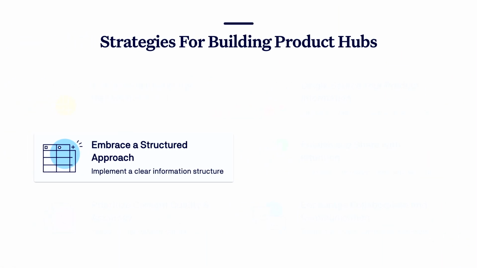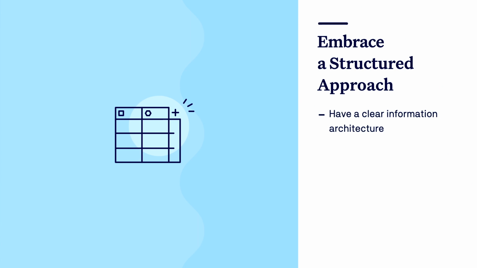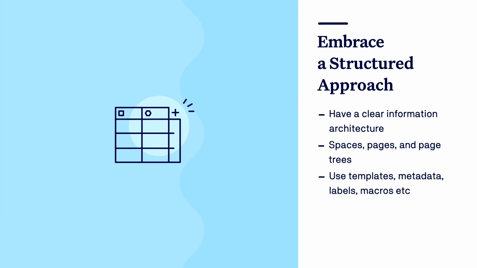All right, the second strategy for building product hubs is to embrace a structured approach, which is kind of like establishing open communication and boundaries in a relationship. So we're taking this to the next level. Now, by implementing a clear information structure, you're creating a strong foundation that fosters understanding and ensures that everyone on the team is on the same page.